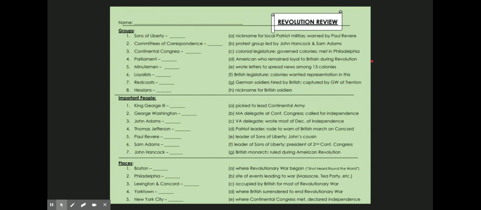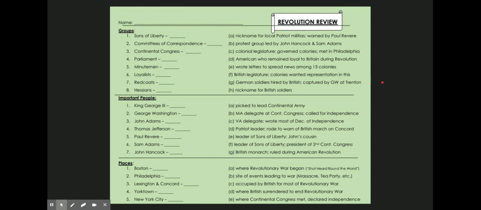All right. Then on the back of the green sheet, wait, there's a back? Yes, there is. And it looks somewhat like this. This is a review. We will have a unit test coming up in the not so far off future. All you do here is match the words in this section, the words in this section, etc. A little hint: start on this side. Read this part first. For example, a nickname for local patriot militias, warned by Paul Revere. Then you go over here and think, which one of these would that be?